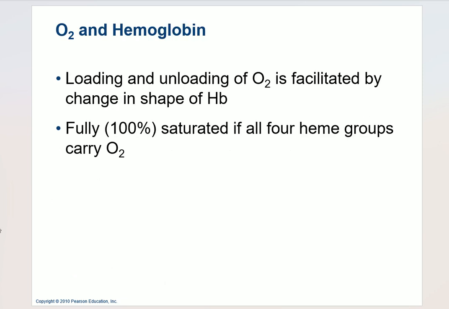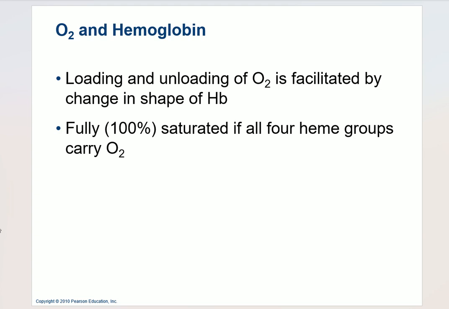O2 and hemoglobin. Loading and unloading of oxygen is facilitated by the change in shape of hemoglobin. So in order for oxygen to attach, that means hemoglobin has to be able to change shape. And when you have weirdly shaped hemoglobin, then your oxygen's not going to load or unload correctly. Think sickle cell anemia. Think how problematic that is. We've talked about it before. Those sickle cell shapes are not going to bind oxygen as well.